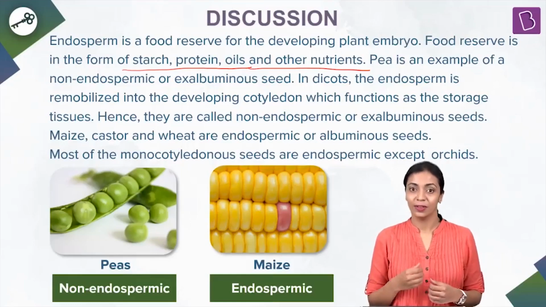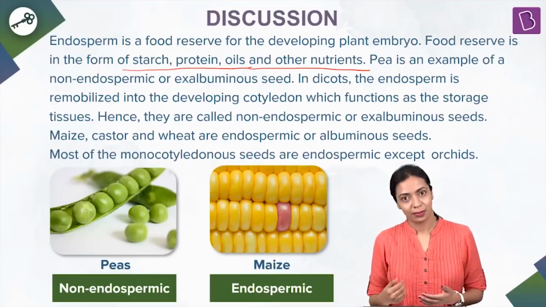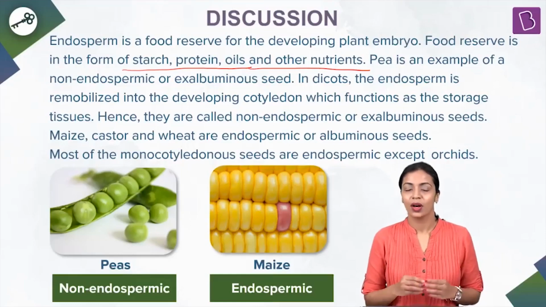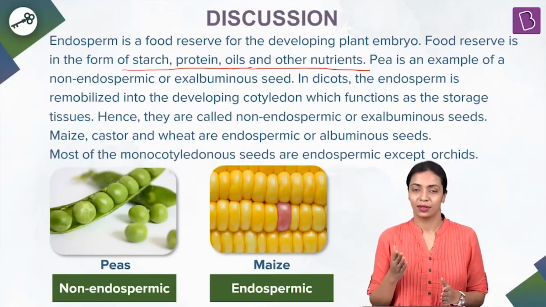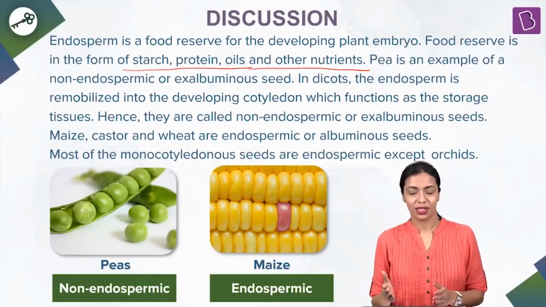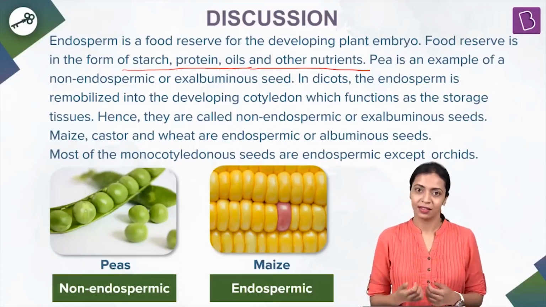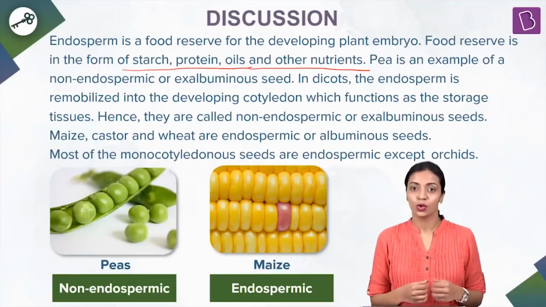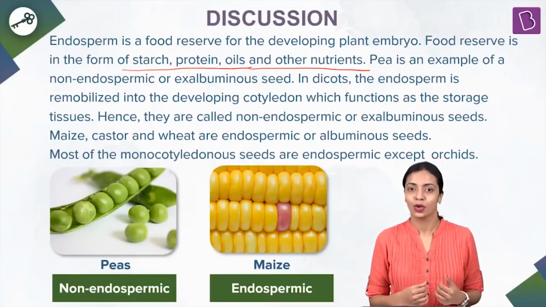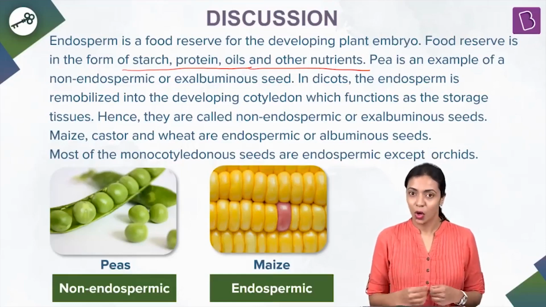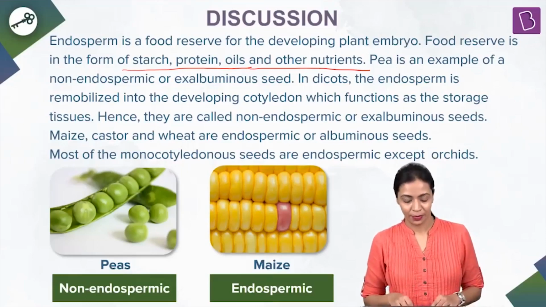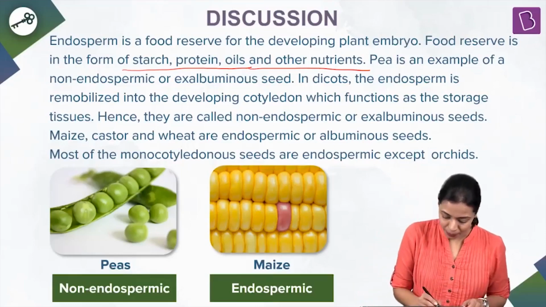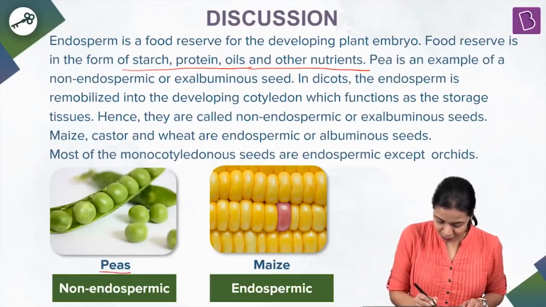Whereas in monocots, you can find endosperm occupying most part of the seed even at maturity. There are exceptions for both monocots and dicots. Usually dicots are non-endospermic, but castor, despite being a dicot, will show the presence of endosperm in the mature seed. Likewise, even in monocots, though most of them are endospermic, some monocots like orchids do not have endosperm at maturity.